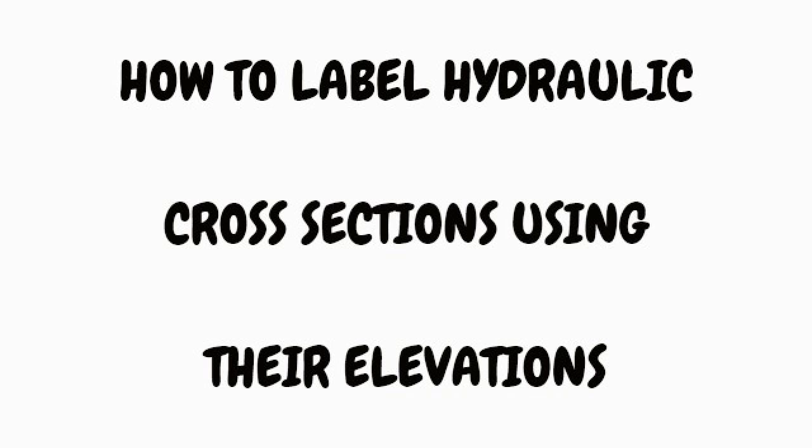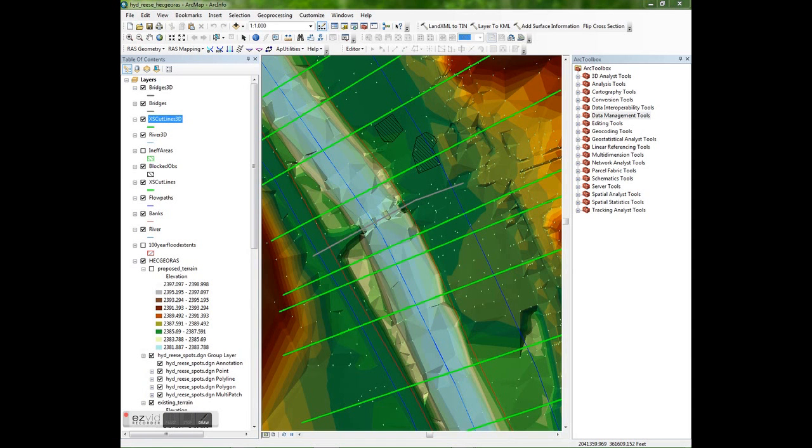One of the videos I wanted to create was how to label hydraulic cross sections and their elevations, because in my experience I've found that there are often times when you have to reference a bridge, culverts, or something in between two cross sections, and you've got to be able to add the elevations that you can see in HEC-GeoRAS within your ArcMap document. And what I'm going to do is show you how to do that now.